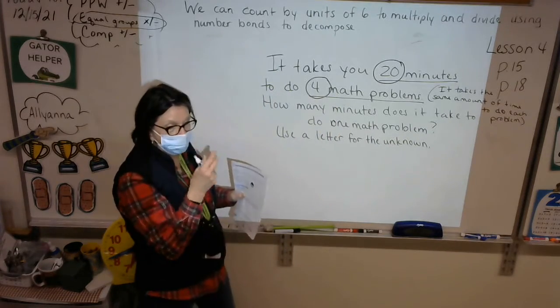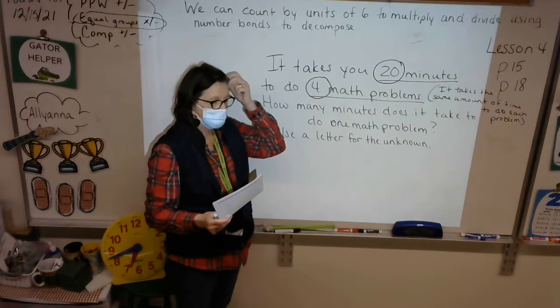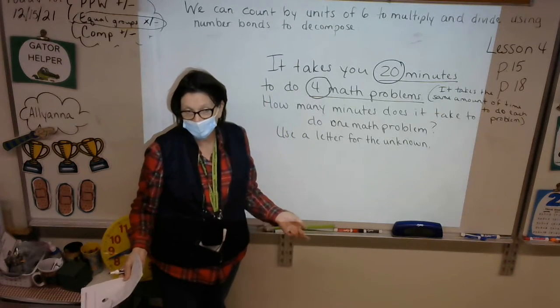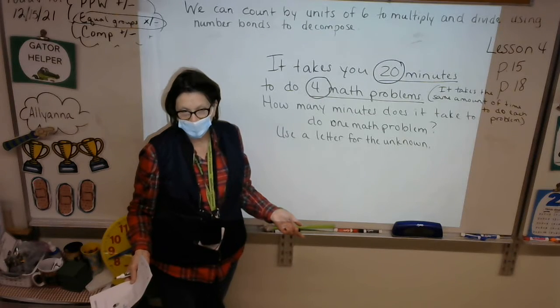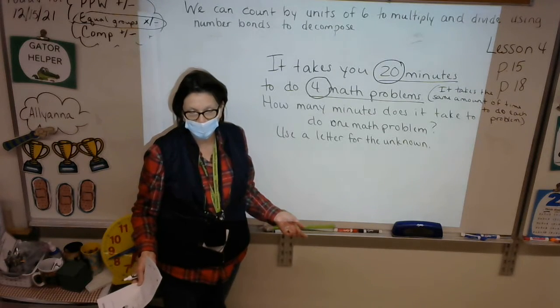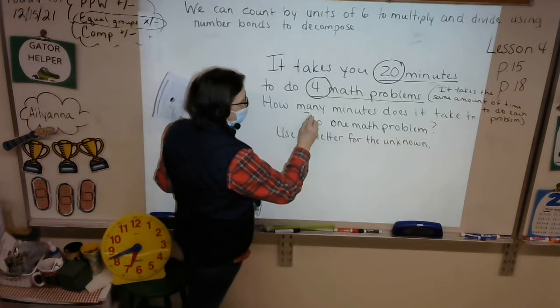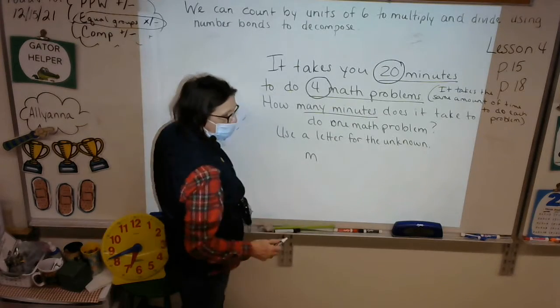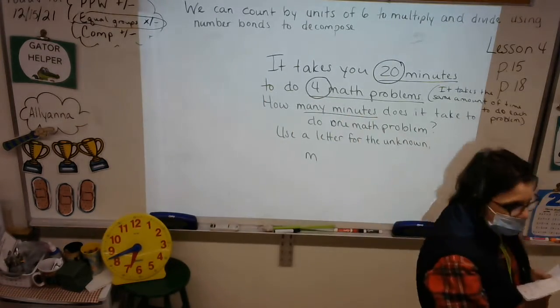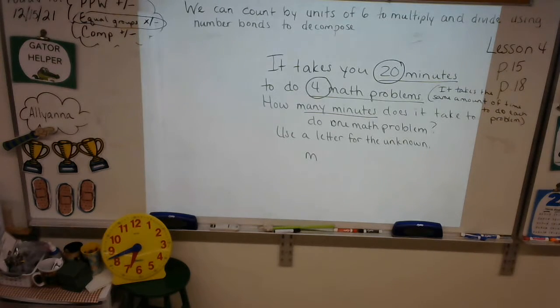I do like what most of you are doing. It says how many minutes does it take to do 1 math problem. So what would be a reasonable letter to use for our unknown? If we have to figure out how many minutes, what would be a good letter to use? Xavier, M. Can we all agree to use M? Because we have to figure out how many minutes. So let's have M as our unknown. You need to write both a multiplication and a division sentence using M, and then tell me what M equals. So again, 4 and 20.